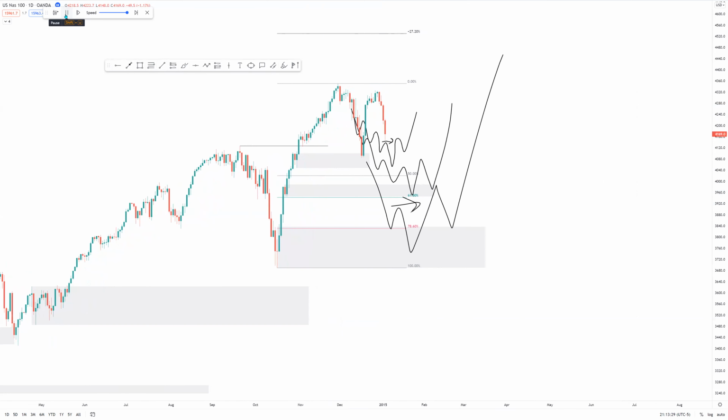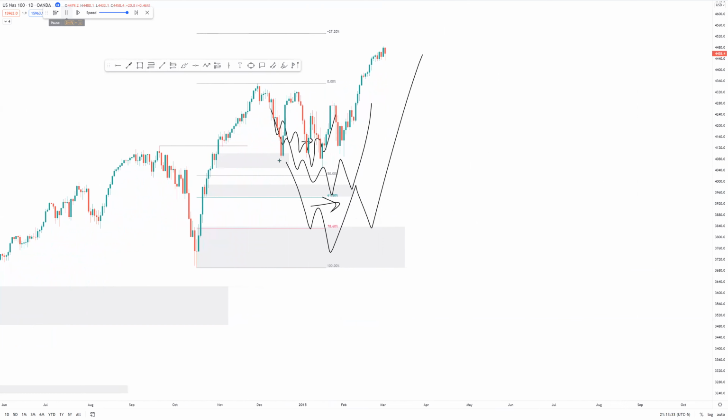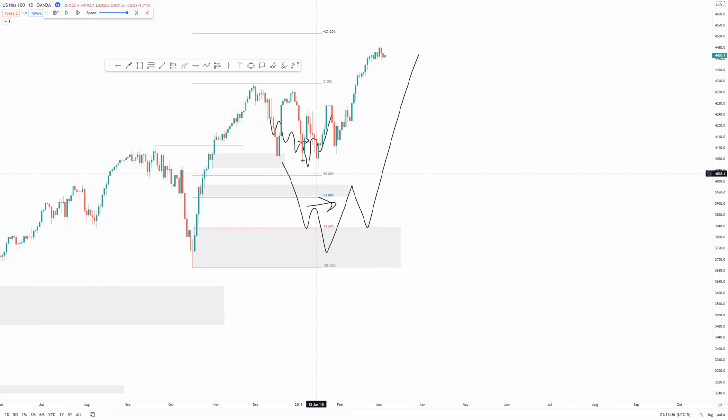So you can see, look at that. Huge reaction off that level. Test it once, twice, and then goes, right? Boom, test and go. You can see this is the level that I called out.